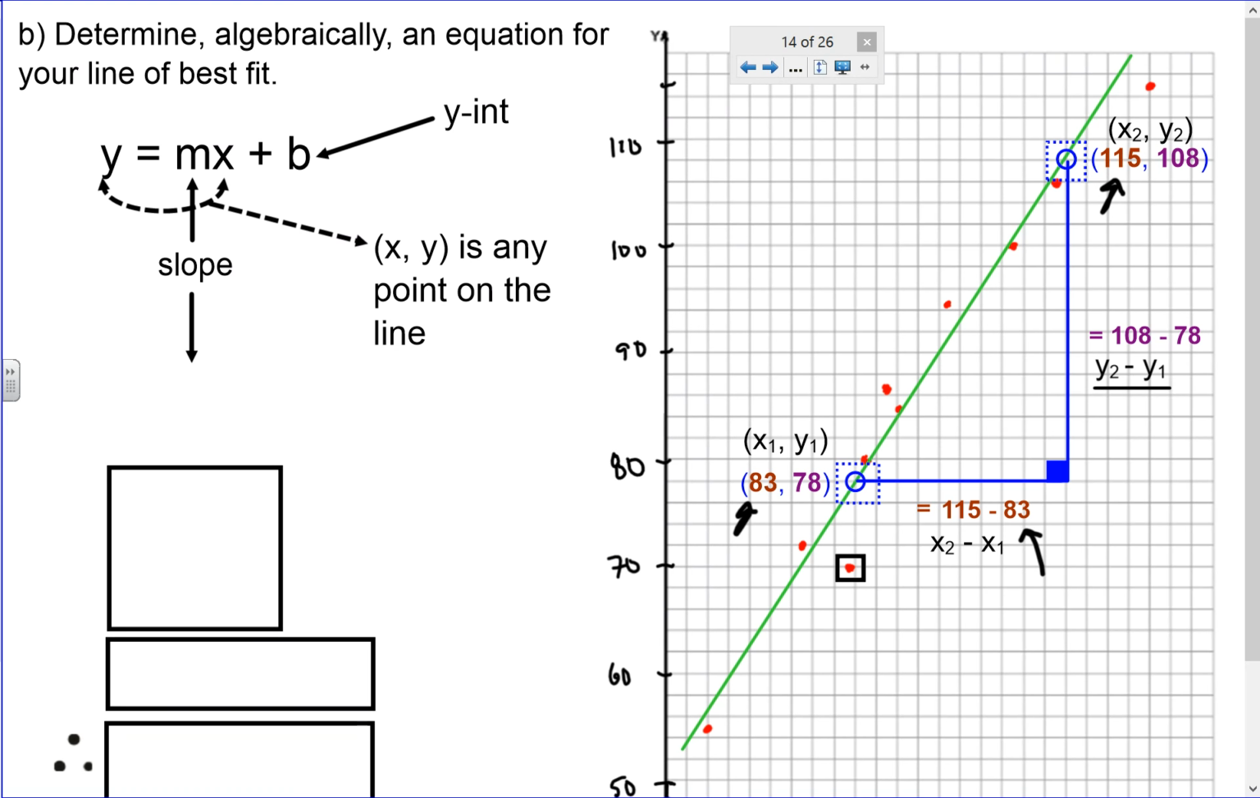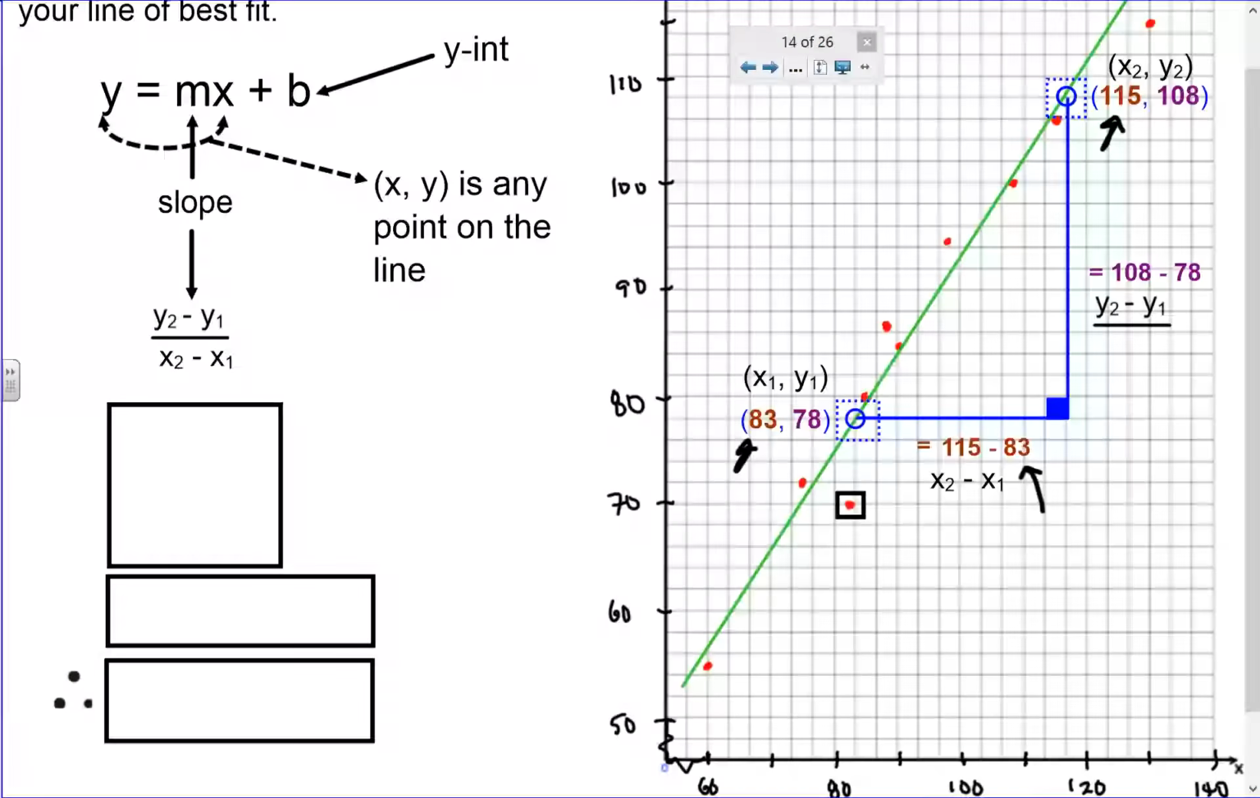So as far as a notation for the change, the slope of the line, notice I've labeled the slope as m, and it's a ratio. So you remember rise over run, which is the difference in the y values compared to the difference in the x values. And then b is the y-intercept, and x, y is any point on the line.